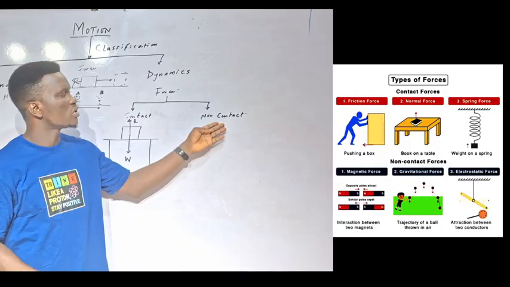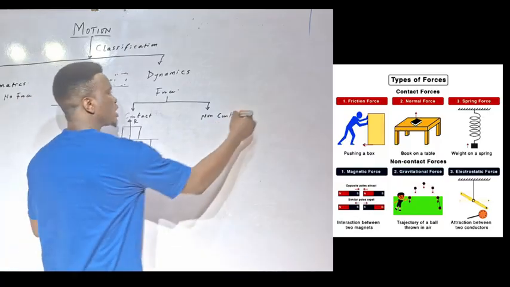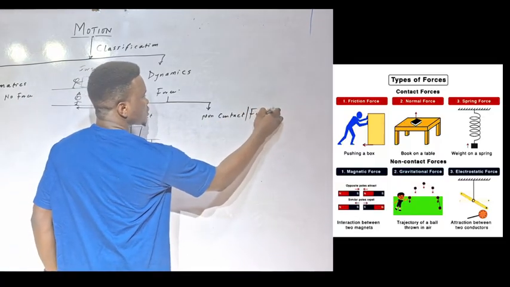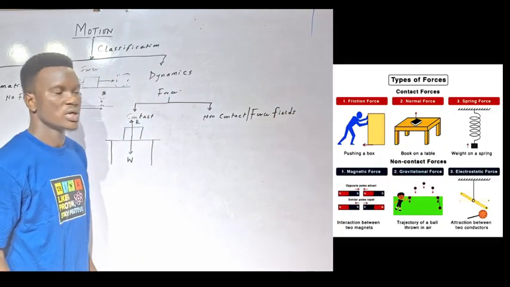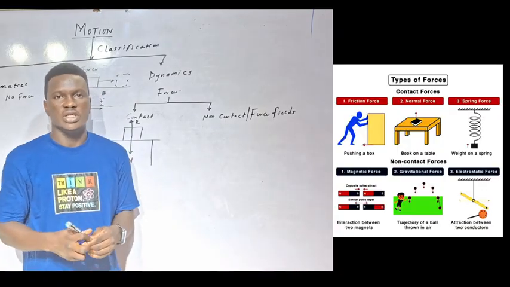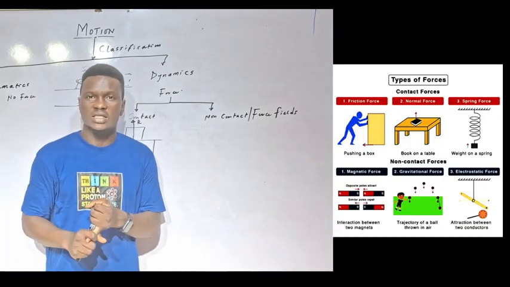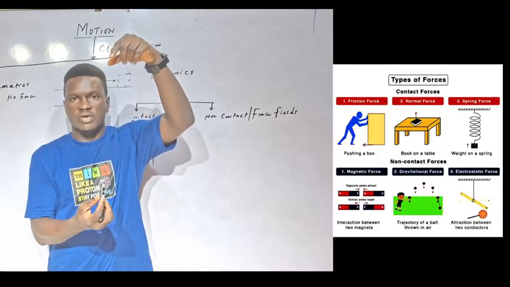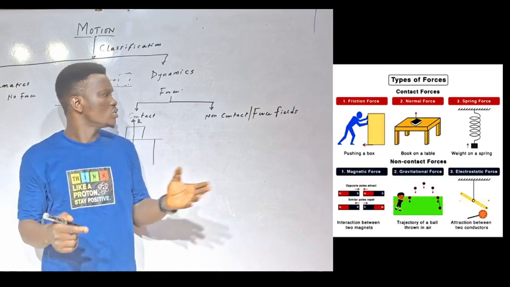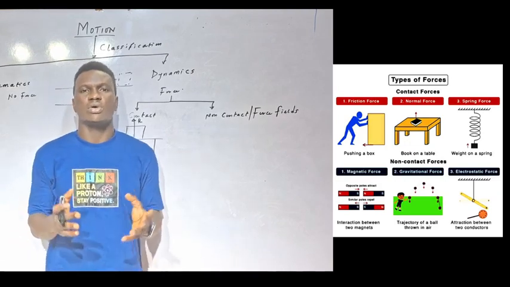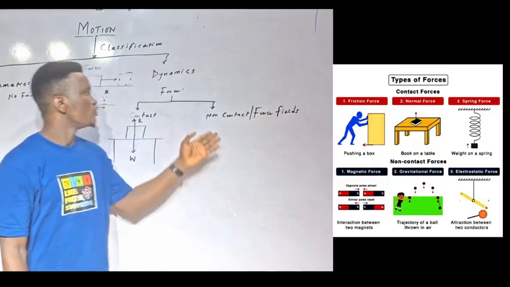The examples of non-contact forces are also called force fields. So examples are your electric forces, you have magnetic force, you have gravitational force, you have the force on a magnet. So every time you hear field, all those fields are generally non-contact forces. So that is the thing.